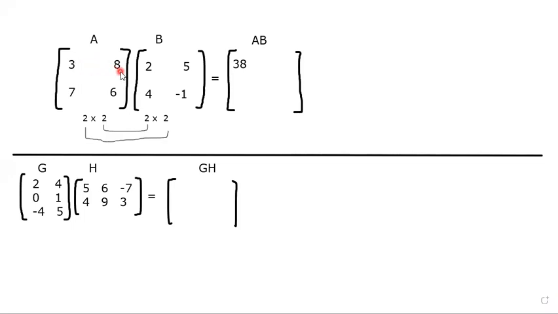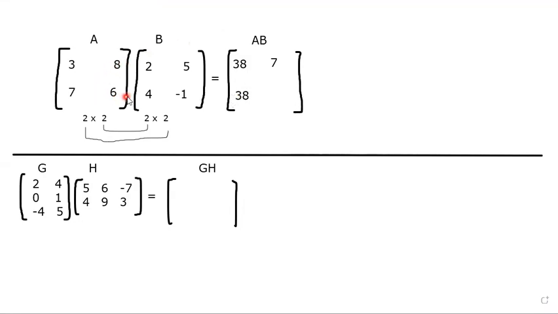Now, we do the first row of A times the second column. That's 3 times 5 plus 8 times -1. That is 15 minus 8, which gives us 7. Okay, now the second row of A and the first column of B, 7 times 2 plus 6 times 4. That is 14 plus 24, which gives us 38.